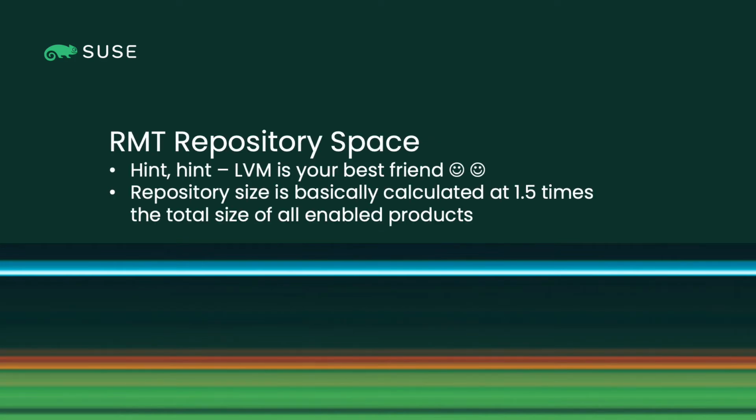Before you start configuring RMT and mirroring products from SCC, let's go over some RMT server best practices. Let's take a look at where the repository will be physically stored. What tool you use to create the disk space for the repository is up to you. YaST is available in SLES or any tool you are familiar with.